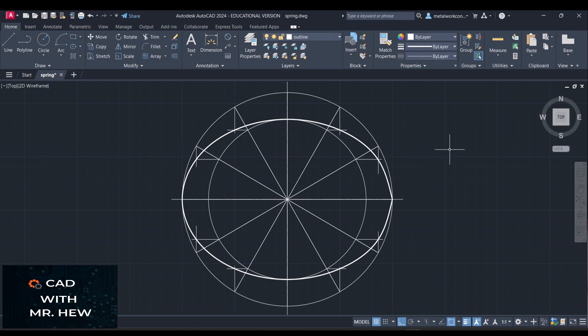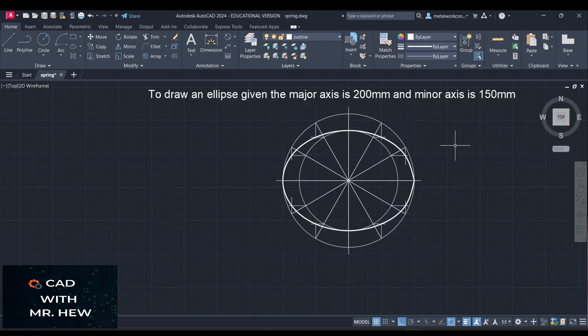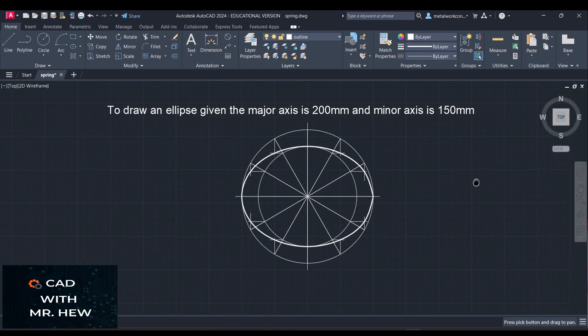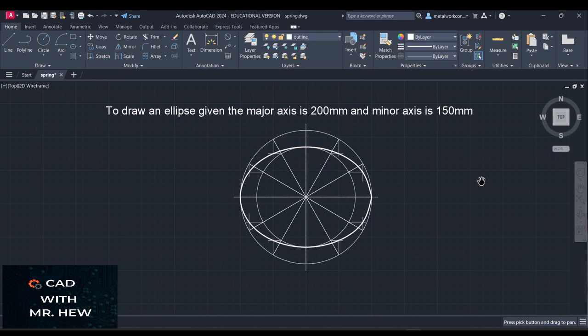So in today's video, we looked at how you construct an ellipse given the major axis and the minor axis.